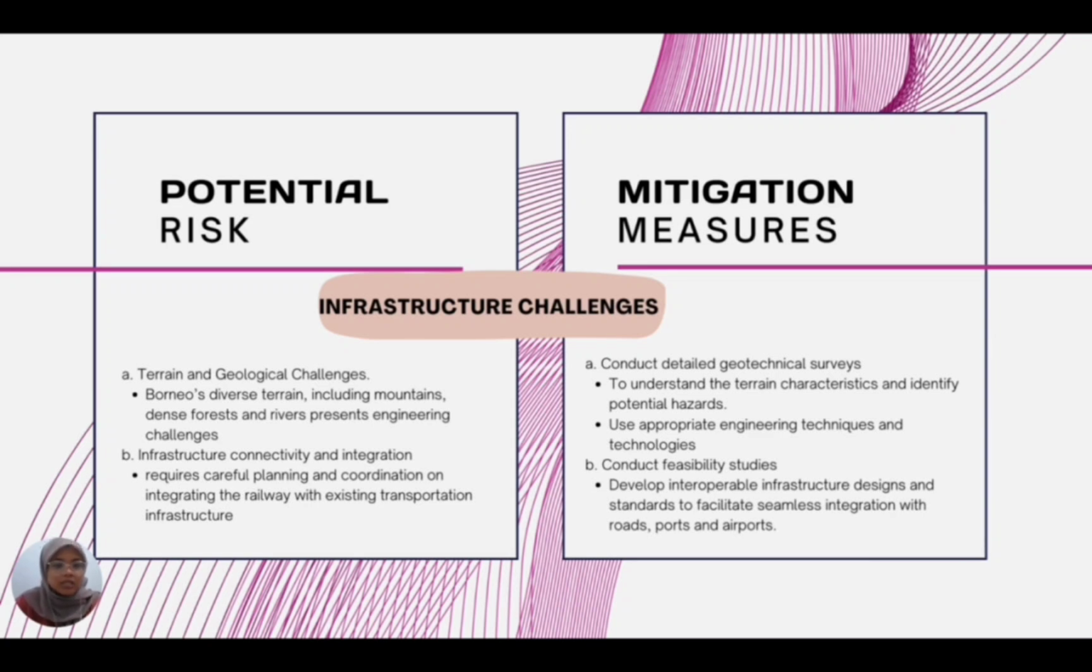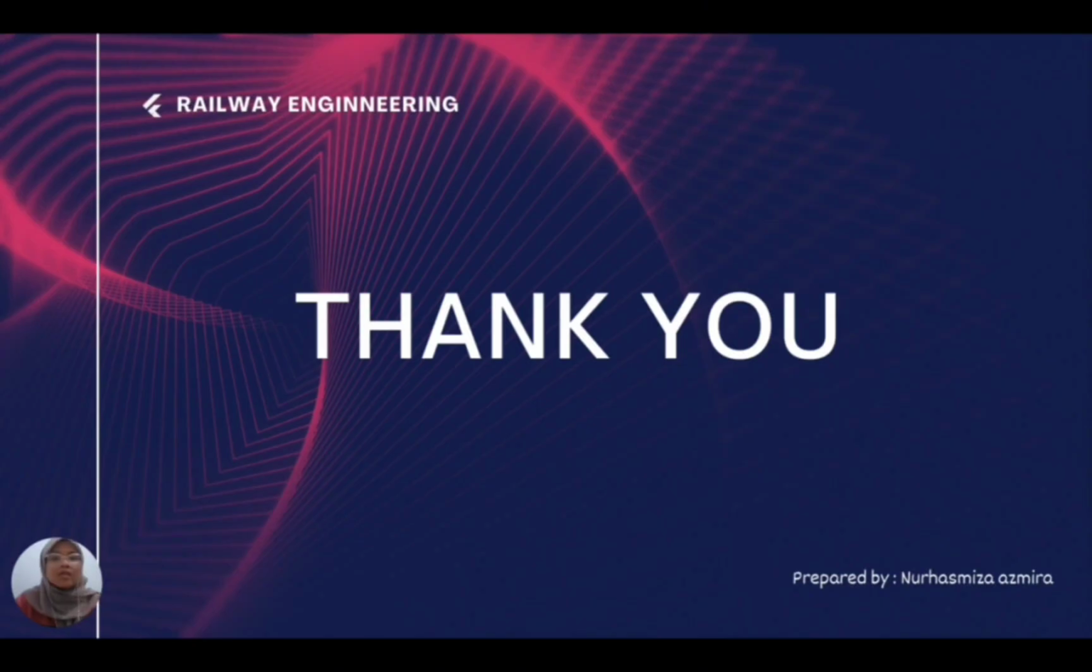Mitigation measures for these identified potential risks are, first one, we can conduct a detailed geotechnical survey to understand the terrain characteristics and identify the potential hazards. And we also can use appropriate engineering techniques and technologies. Next, we can conduct feasibility studies to develop interoperable infrastructure design and standards to facilitate seamless integration with roads and airports. That's all about the risks and mitigation for the proposed Trans-Borneo Railway project.